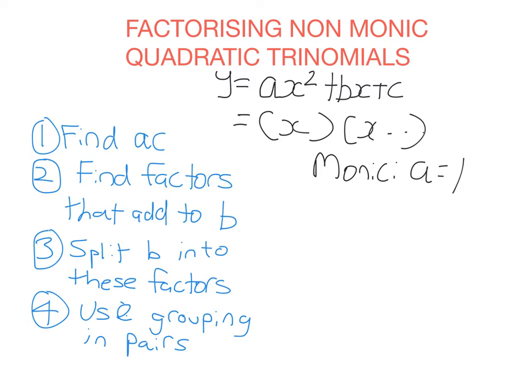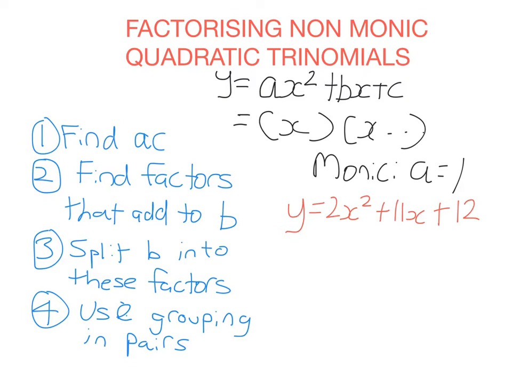So let's have a go at this one. y equals 2x squared plus 11x plus 12. Now it's a quadratic because it's in the form ax squared plus bx plus c. So there is an x squared term there. It's non-monic because the number in front of x squared is 2. And it's a trinomial because there are 3 terms.